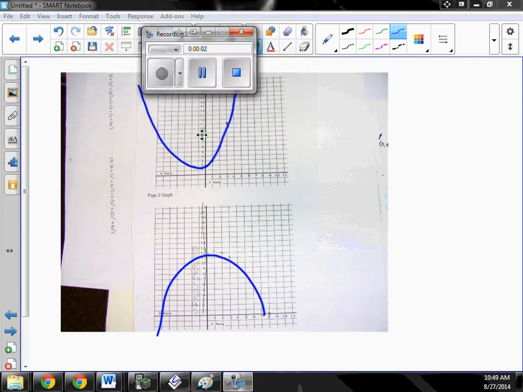Okay, if you look at the Intro to Parabolas worksheet, this one's really short, but there's some important things on there.